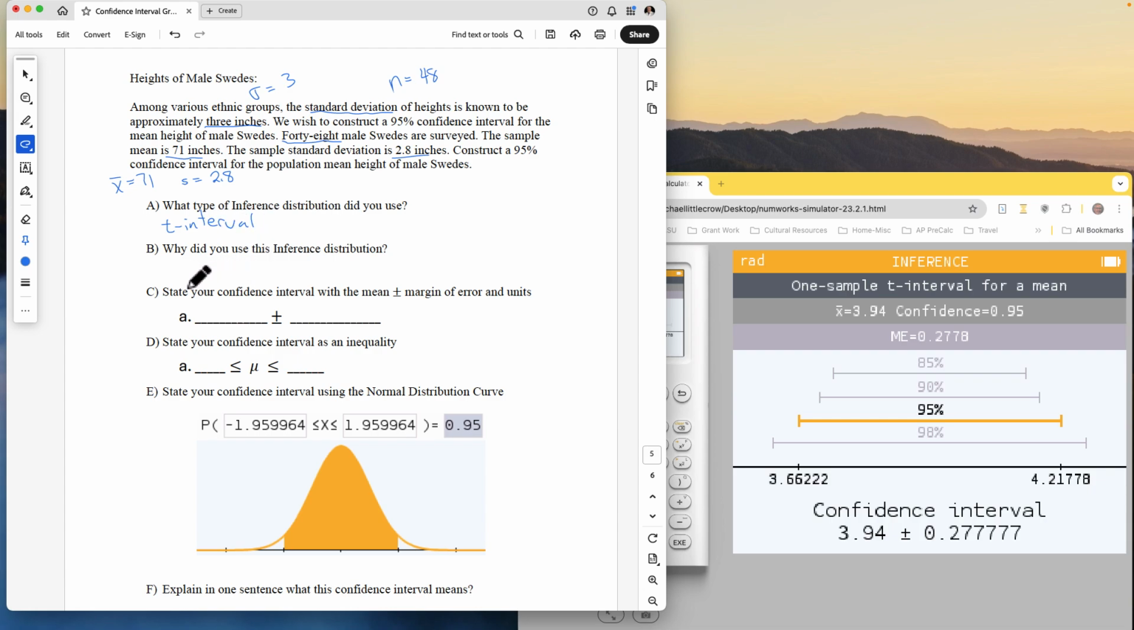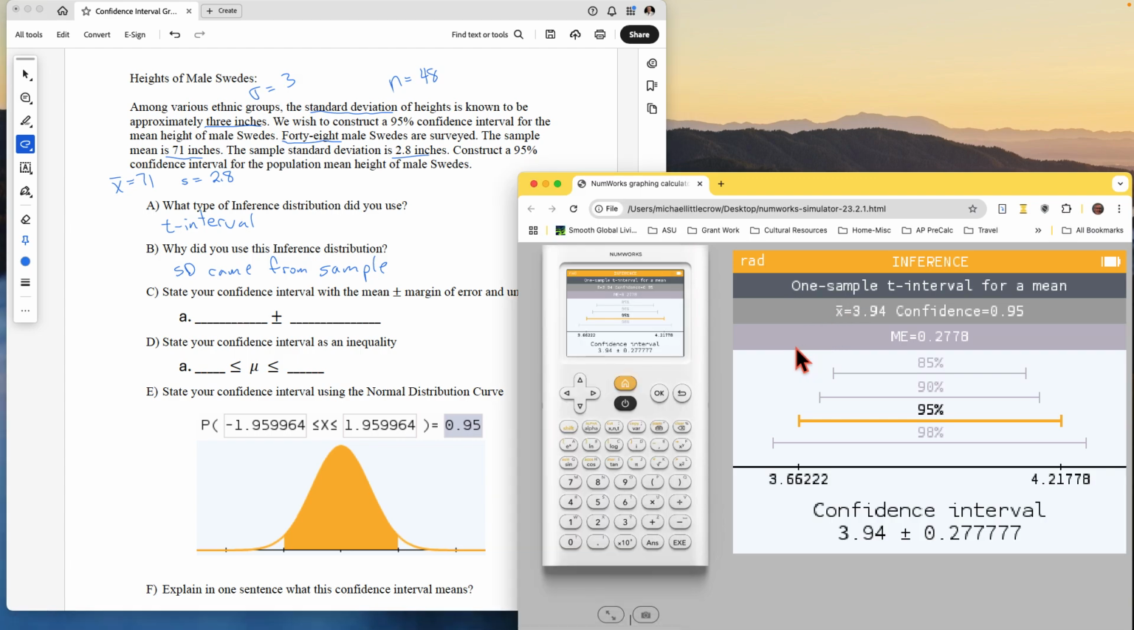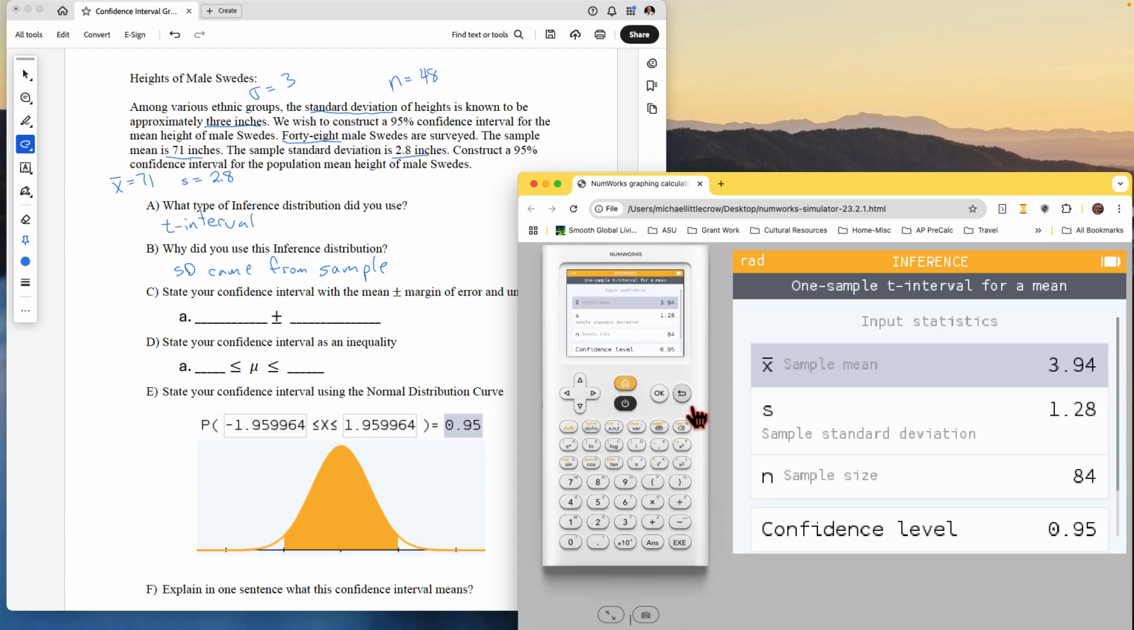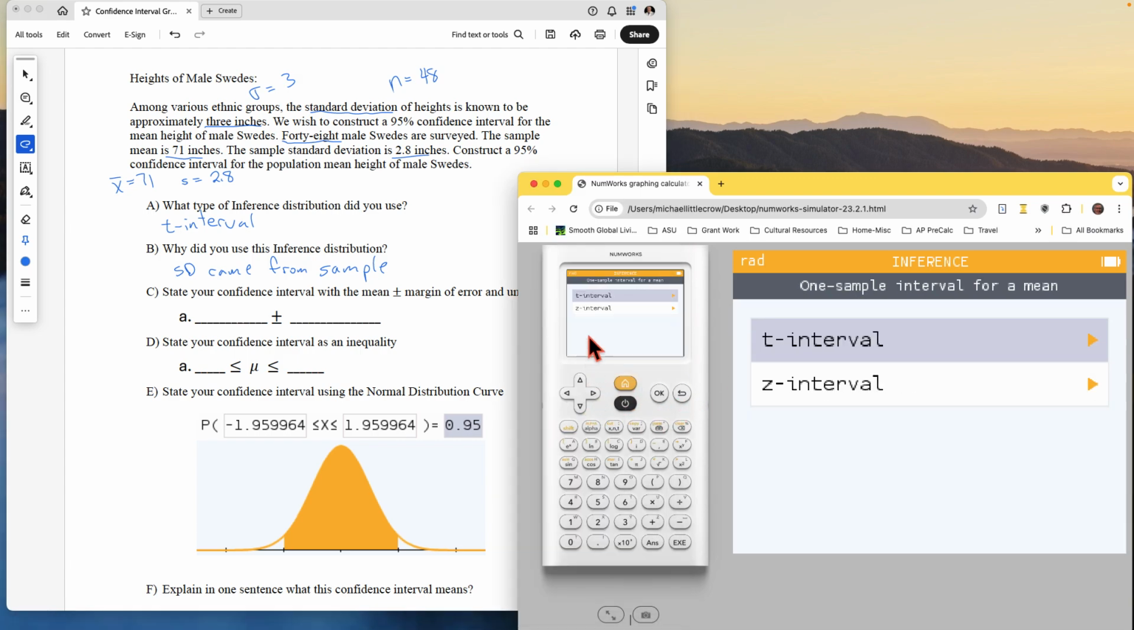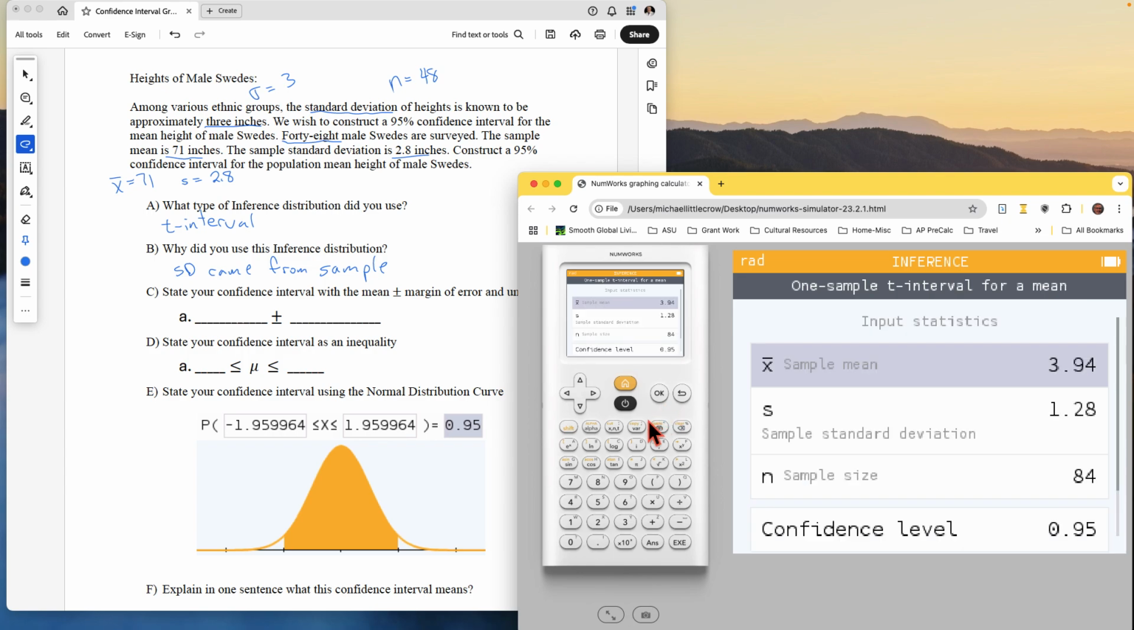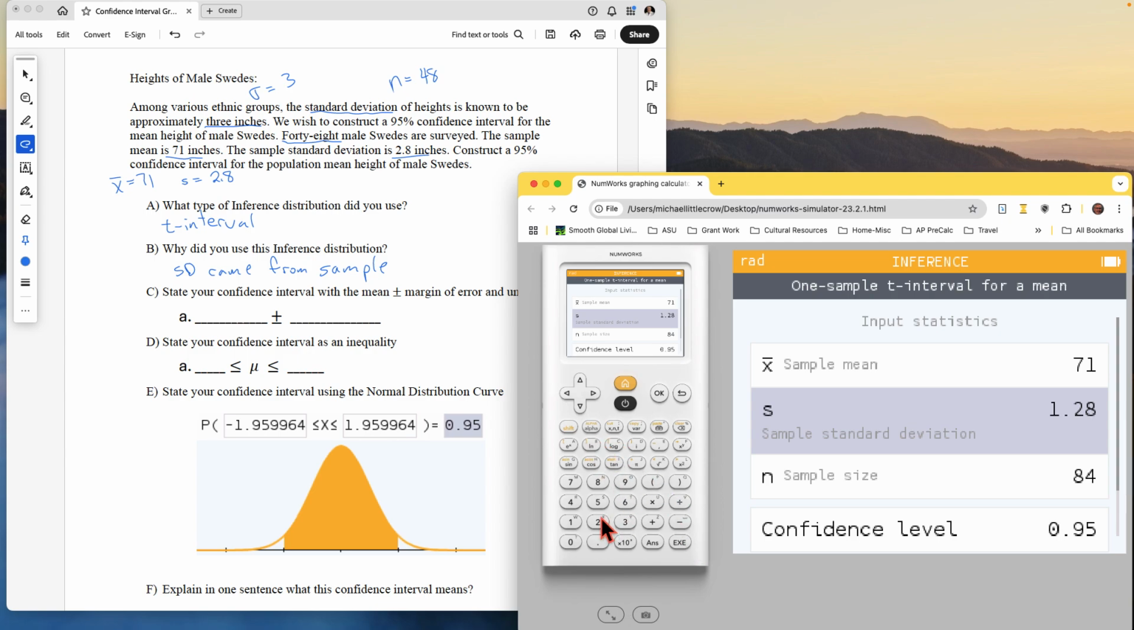And why? I'm just going to use shorthand: standard deviation came from sample. State your confidence interval. So let's just calculate it, and then you'll see we'll be able to do this relatively quickly. We'll do a t interval, and we'll switch over to a z interval. I think we should get pretty good results. Let's see. Our mean is given as 71 inches, but we might get something a little different.